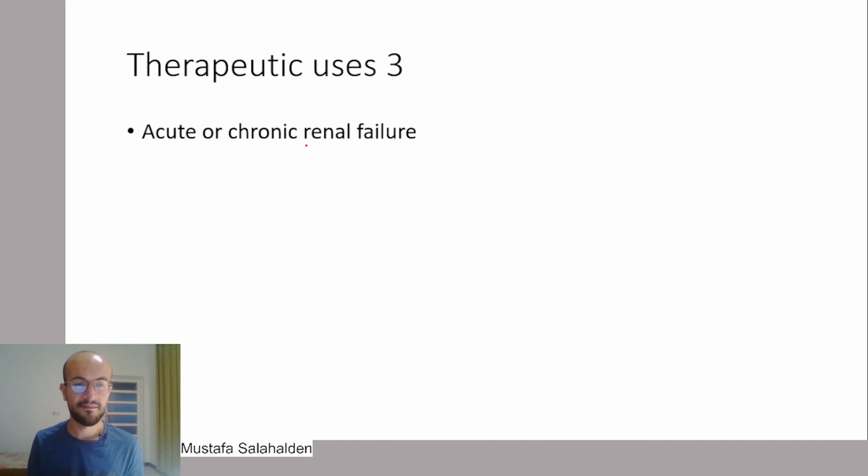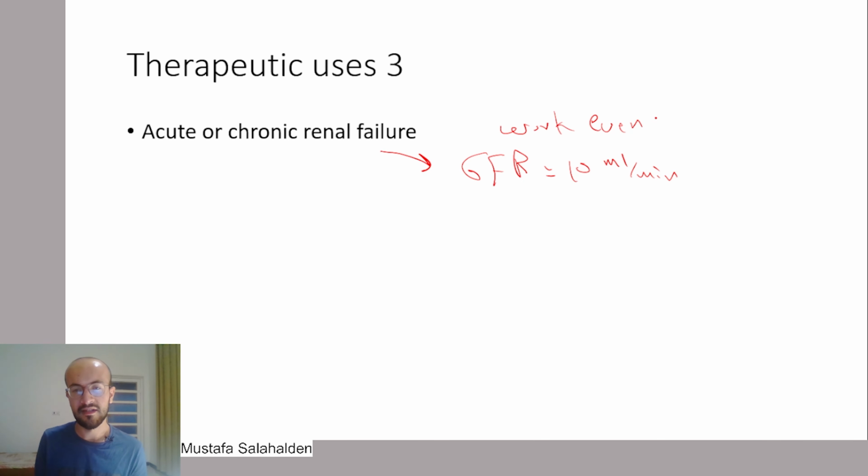They also work very well in acute or chronic renal failure. And that's because they work even if the GFR is 10, which is end stage renal failure, to decrease the volume, because the patient with renal failure has a high volume of blood because they can't excrete it.